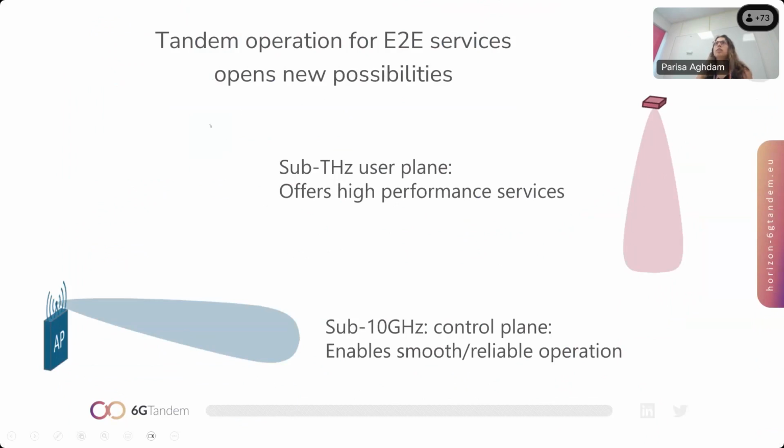The tandem operation opens up new possibilities for end-to-end services. And for example, the sub-terahertz will be used for the user plane, offering high performance, high throughput, low latency services, and the sub-10 will be the control plane. This is the scenario we are investigating, among others. And sub-10 would be enabling the smooth and reliable operation.